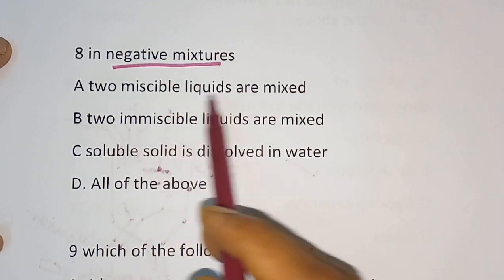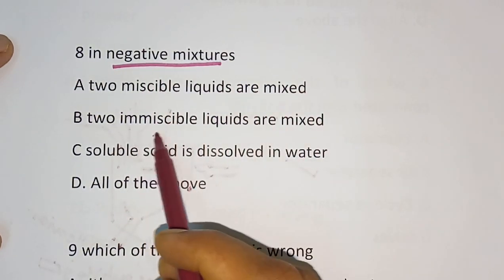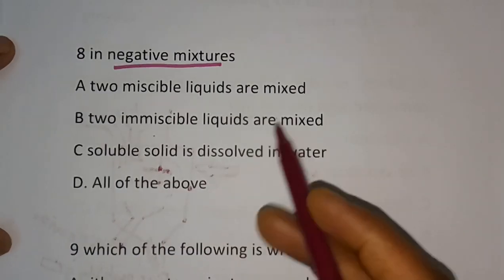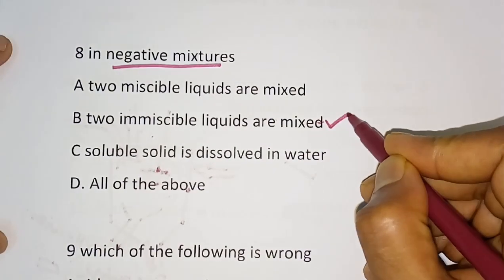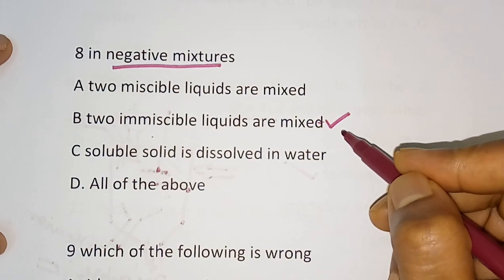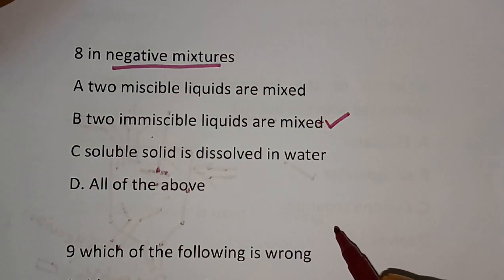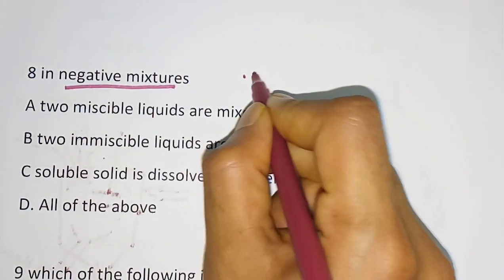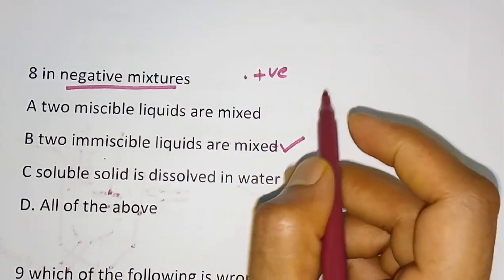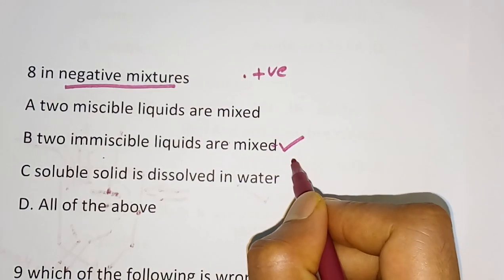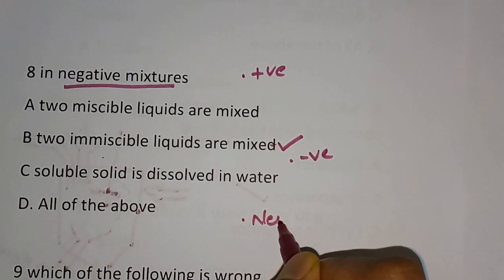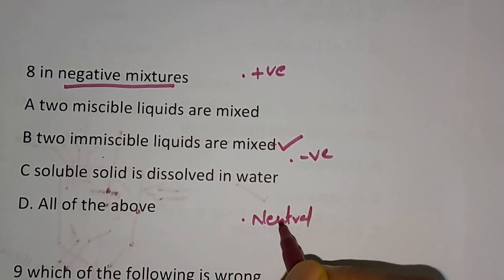In a negative mixture: two miscible liquids are mixed, two immiscible liquids are mixed, soluble solid is dissolved in water, or all of the above. The correct answer is two immiscible liquids are mixed. That is negative mixture. So mixtures are classified into three types. One is positive, another one is negative, and the last one is neutral. Like this, three types are there.